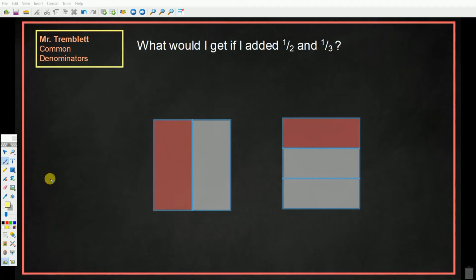All right, we're going to look at common denominators, and the question we're going to use as an example is, what would I get if I added 1/2 and 1/3? So we're going to focus on the 1/2 fraction for a moment. These pieces are not the same size, so we are not able to combine them yet. So what we're going to want to do is make them the same size by getting a common denominator.